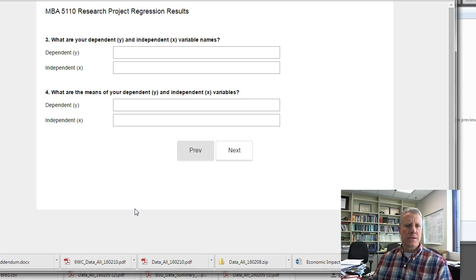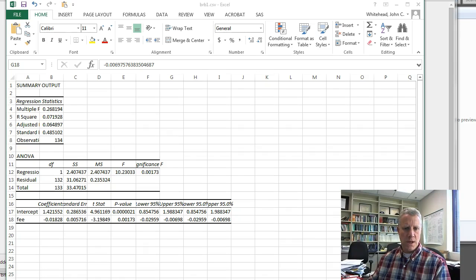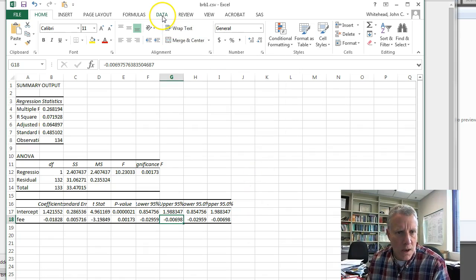And then you're asked for your dependent and independent variable names. So my dependent variable is yes. My independent variable is phi. Oh, and then number 4, what are the means of your dependent and independent variables? Okay, so we did not do that yet. We jumped right into the regression analysis because I was pretty excited about estimating that.